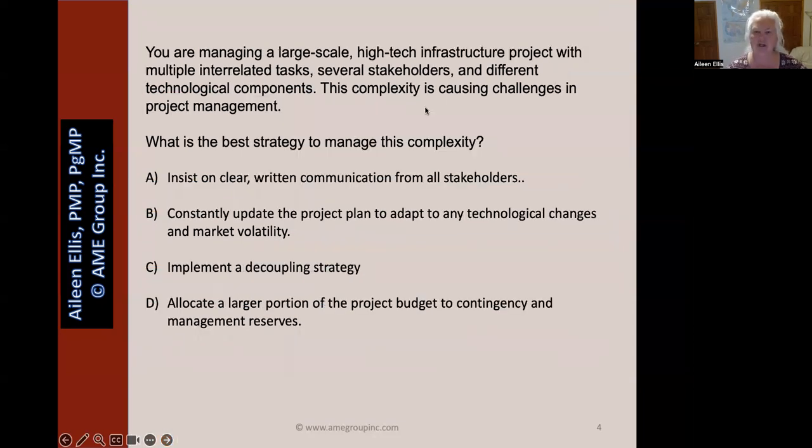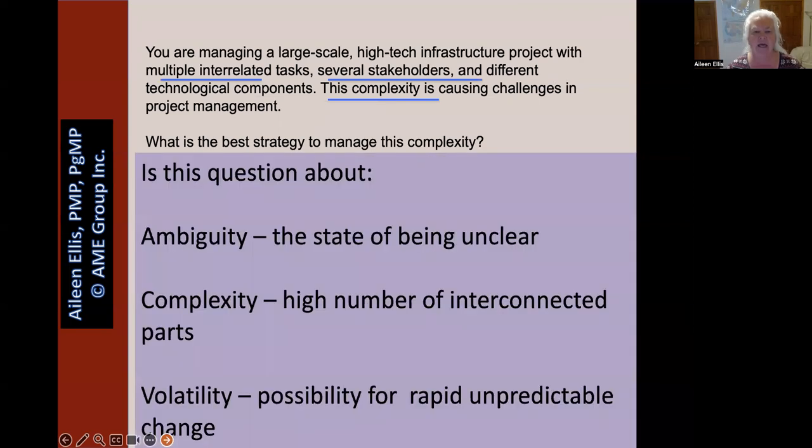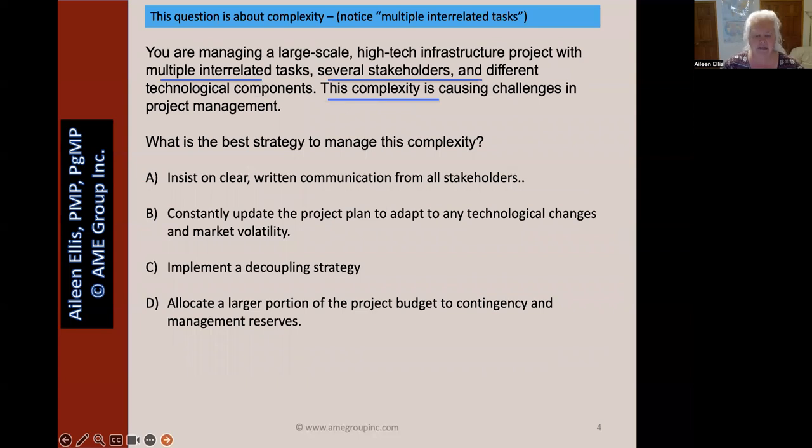Let's go into question 2 of 3. You're managing a large-scale, high-tech infrastructure project with multiple interrelated tasks, several stakeholders, and different technological components. This complexity is causing challenges in the project environment. What is the best strategy to manage complexity? Again, is this question about ambiguity, complexity, or volatility? We know right here, the question is about complexity.